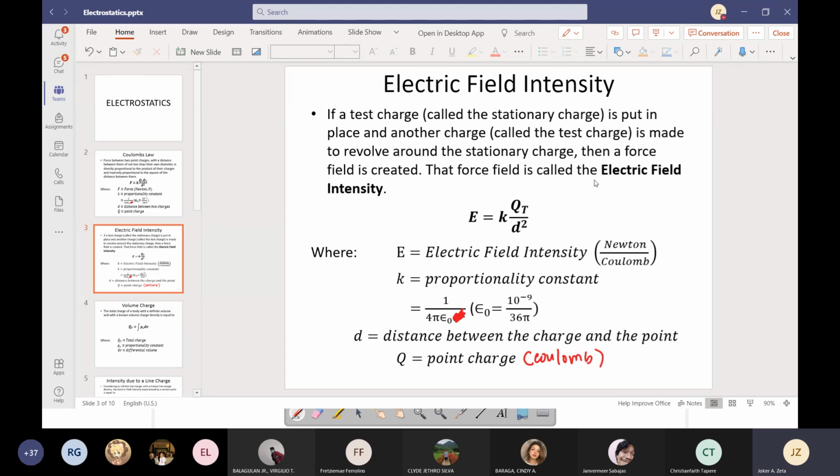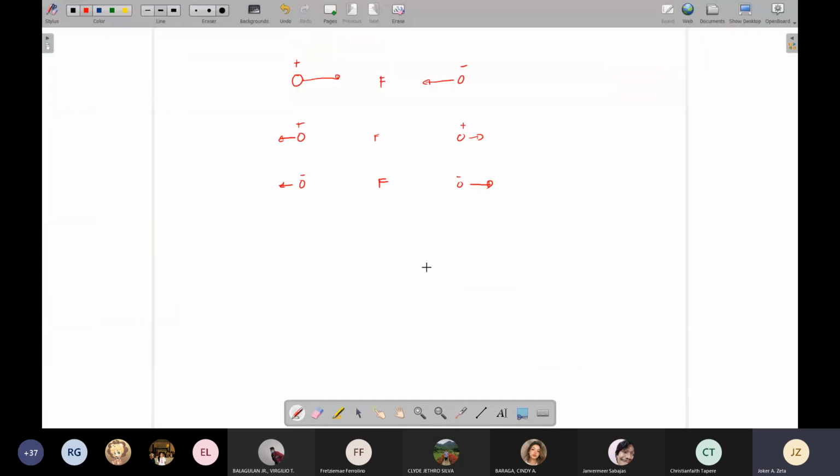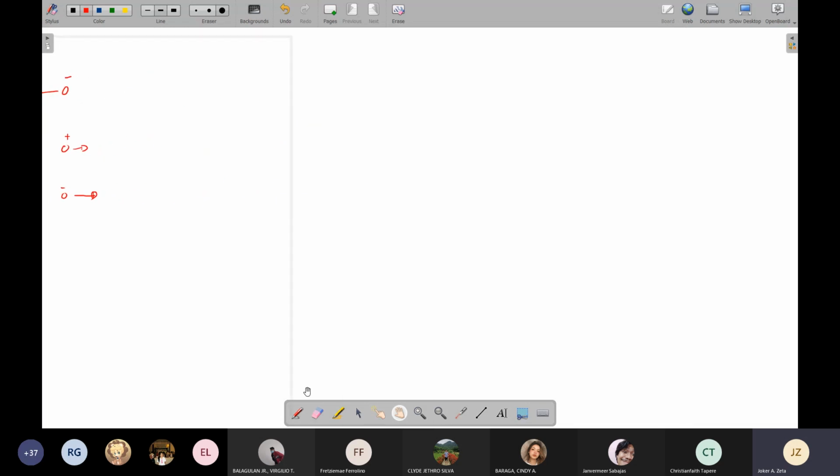That force field is called the electric field intensity. Okay? So, solving for today, what happens is the electric field intensity. Basically, it's just the same as Coulomb's law because you also have two charges. But electric field intensity is a little different.